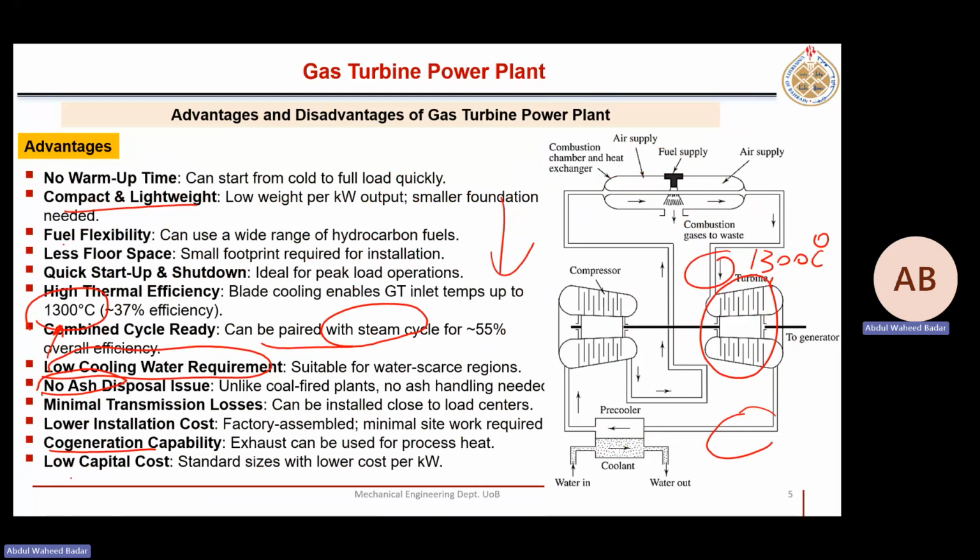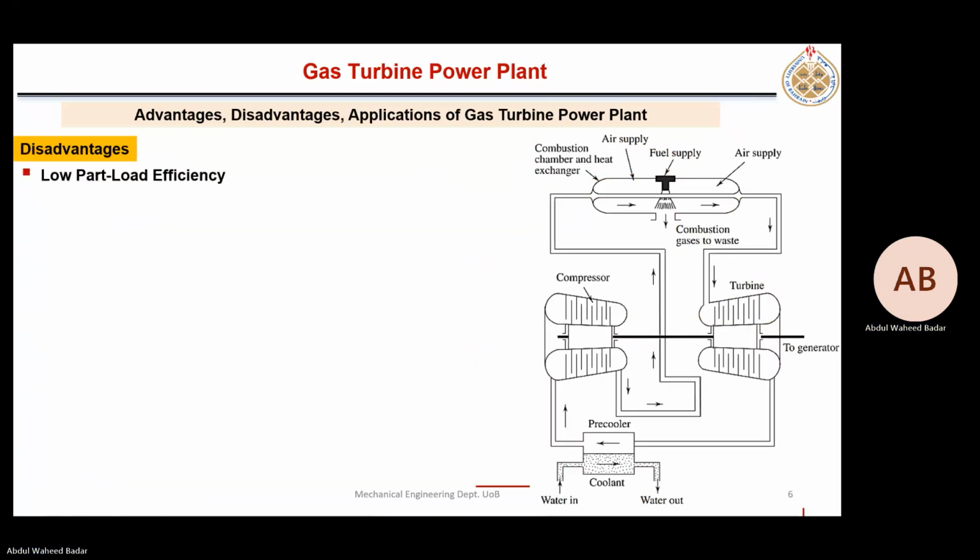Cogeneration, of course, we can use these exhaust gases for another purpose. Okay, low capital cost compared to equivalent steam power plant. In the steam power plant, the major issue is these condenser and cooling towers, which are not existing here. That's why the overall cost is low.